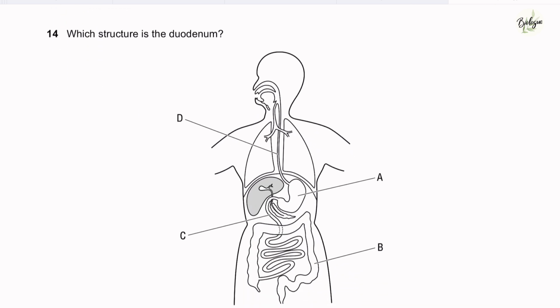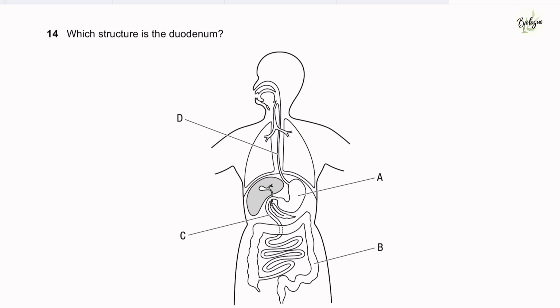Question 14. Which structure is the duodenum? The duodenum is an aspect of the small intestine. Question 14, which structure is the duodenum? So the duodenum is an aspect of the small intestine. It's basically the part that leads into the small intestine.